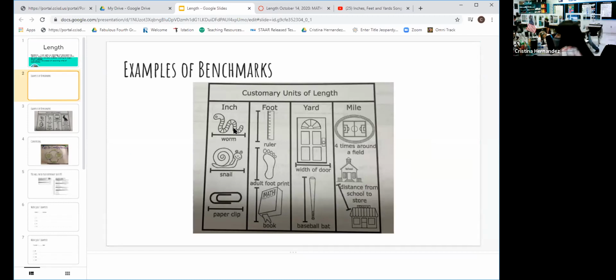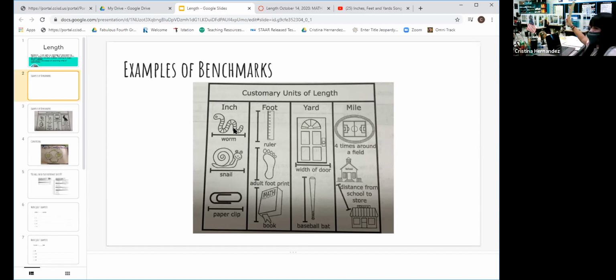A ruler is how many inches again? A foot, or how many inches? 12? Yes. If you were to measure your foot, some of y'all might have smaller feet, it would be about 1 foot. A book or your folder or your pieces of paper are roughly 12 inches or almost 12 inches.